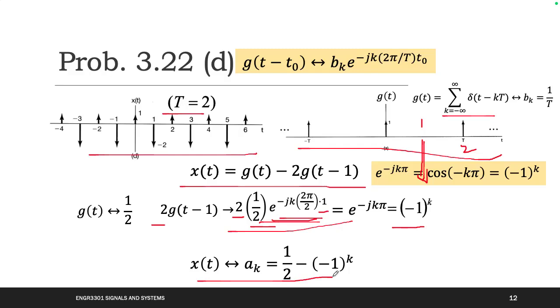Yeah, you can see if you know some properties and you know the FS coefficient for this signal, you can easily get this one. Am I right? Okay. Yeah, we will talk more about this property next class. Okay. Any questions? Okay. Yeah, just use some existing things. Yeah. Okay.